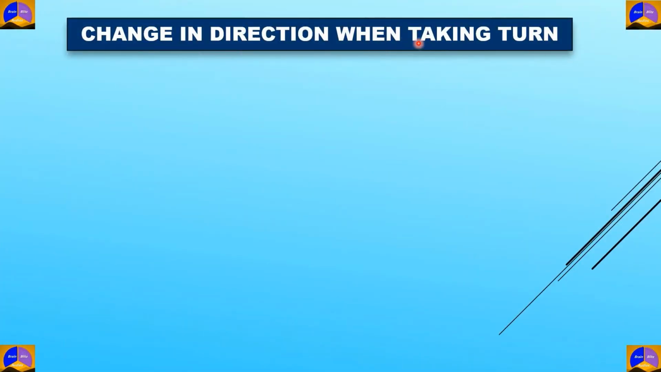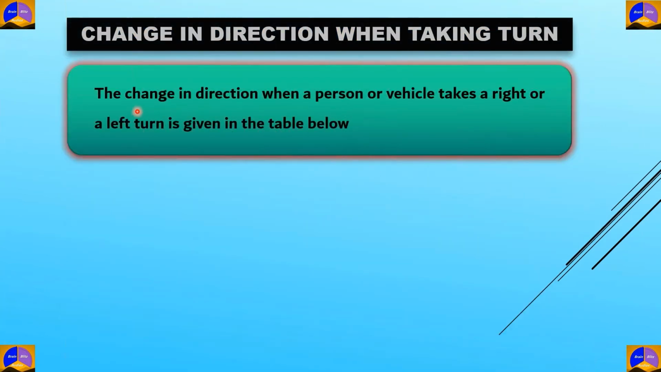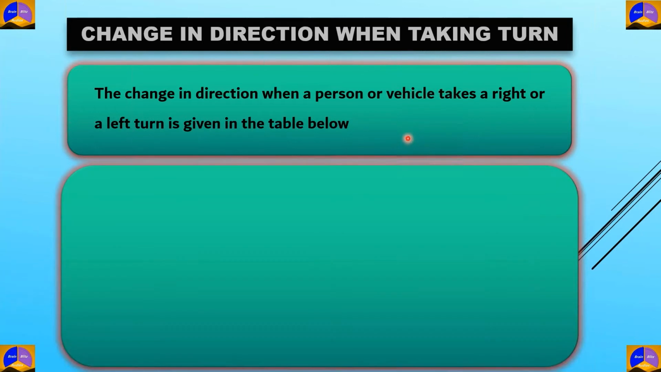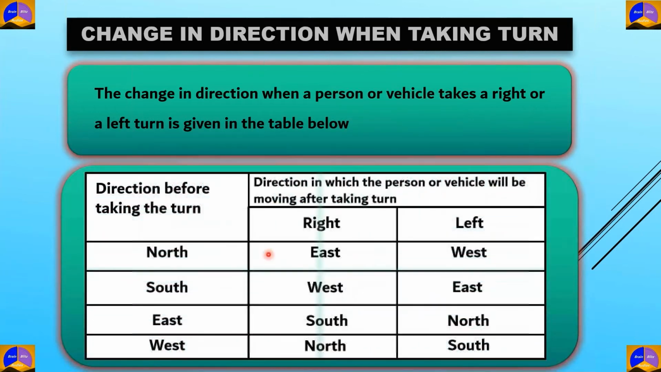Change in direction when taking a turn. The change in direction when a person or vehicle takes a right or a left turn is given in the table below. If a person or vehicle before taking the turn is facing north and they turn right, then they will be facing the east direction. And if they turn left when they are facing north, they will be facing west.